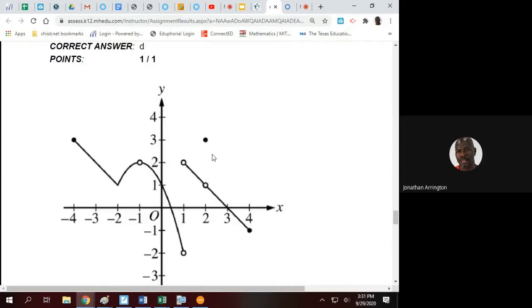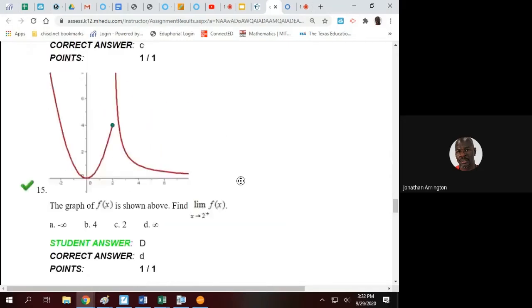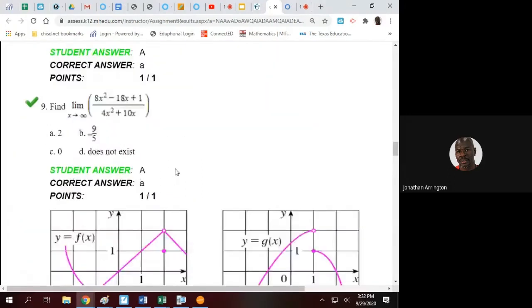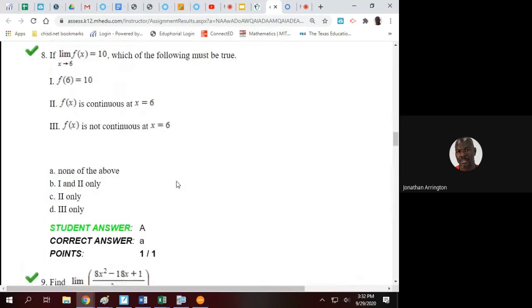In fact, if you look at where x is -1 right here, the limit could exist and f of c could not even be defined. Again, things you've seen before. As I go back to number 8, the fact that f of 6 is 10 is not something that has to be true. And these last two questions are questions about continuity.